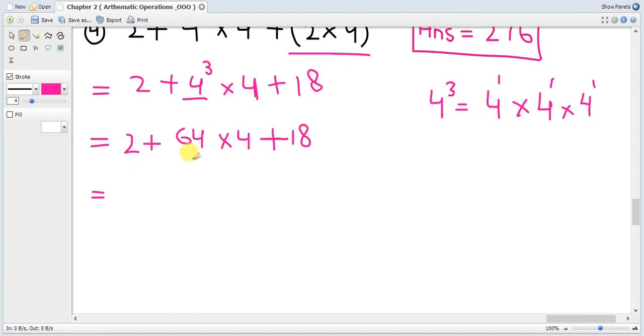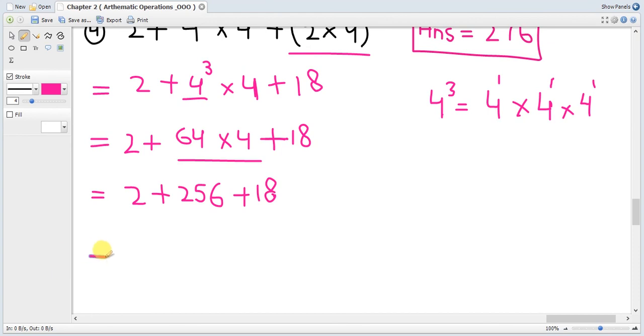Now we have to multiply these two numbers first according to BEDMAS: division, multiplication, addition and subtraction. So multiply comes first. So 2 plus, now 64 times 4. So 4 times 4 is 16. 1 carry, 6 times 4 is 24 plus 1, 25. So 64 times 4 is 256 and plus 18.